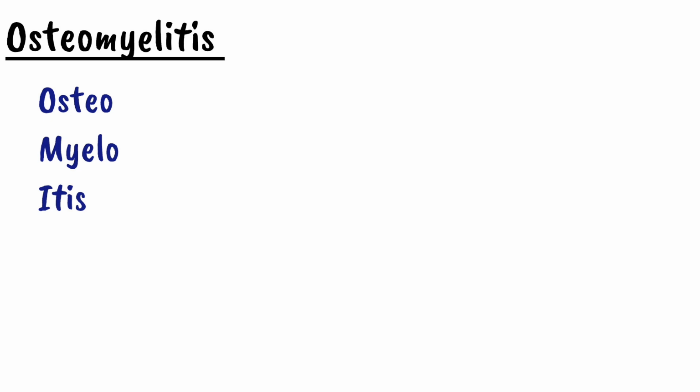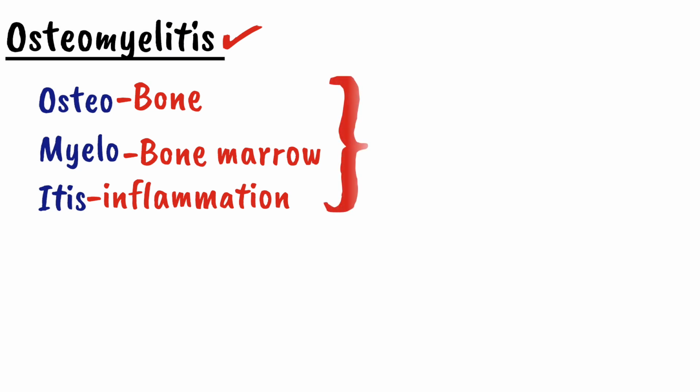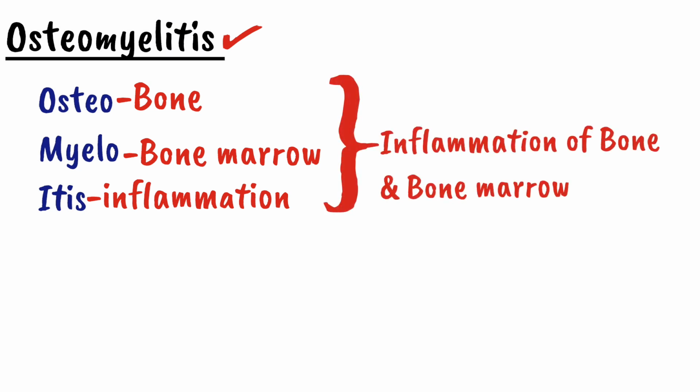Hello everyone, today the topic which we're gonna study is osteomyelitis. So what is osteomyelitis? Let's dissect this term. The osteo means bone, myelo means bone marrow, and the itis means inflammation. So what is osteomyelitis? Osteomyelitis is inflammation of bone and bone marrow.